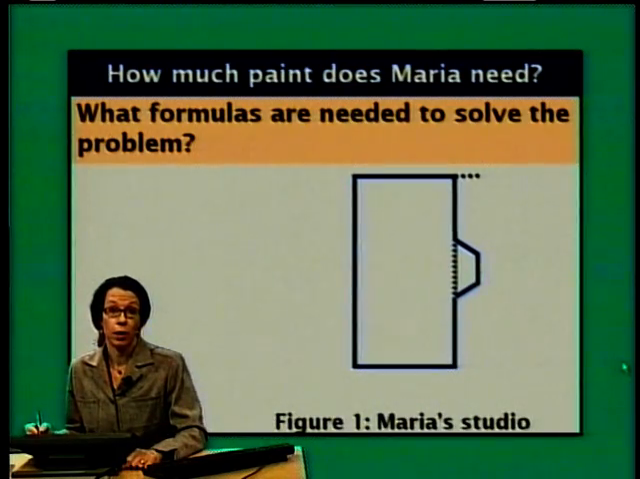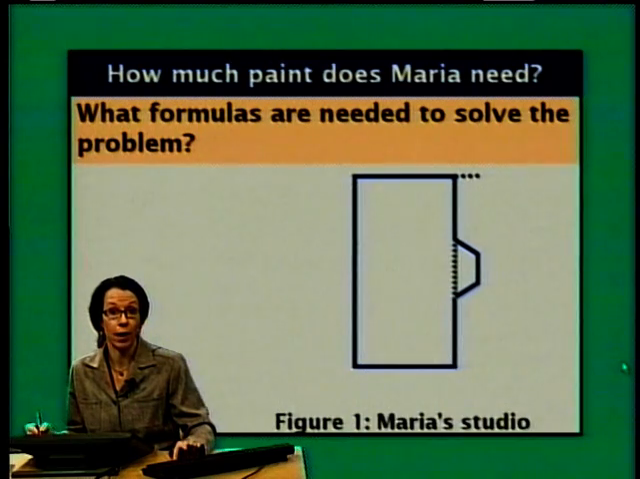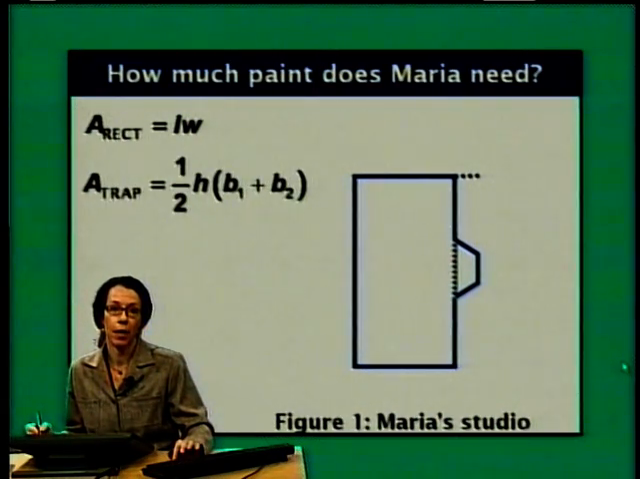So now that we've looked at the geometry of the problem, let's think about what formulas will be needed to solve this problem. We're trying to figure out how much paint Maria needs to cover her ceiling. This is going to be an area problem, so we're going to need the formula for the area of a rectangle and the area of a trapezoid. So the area of a rectangle is the length times width. The area of a trapezoid is 1/2 the height times the sum of the bases.